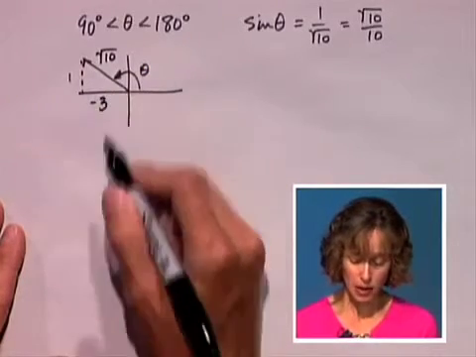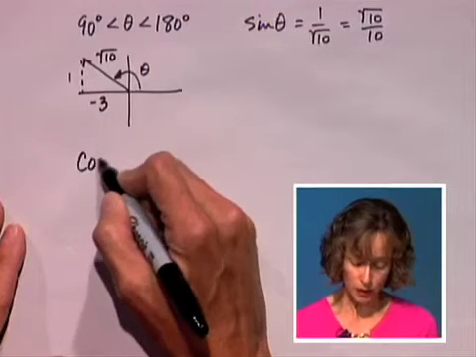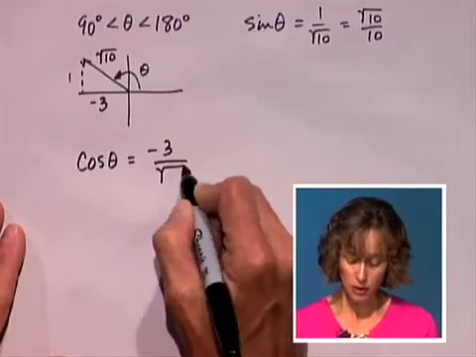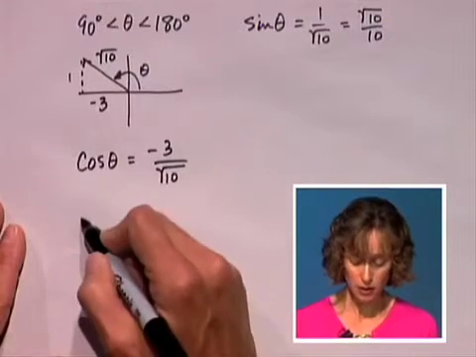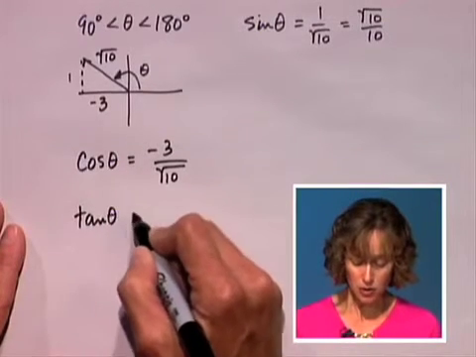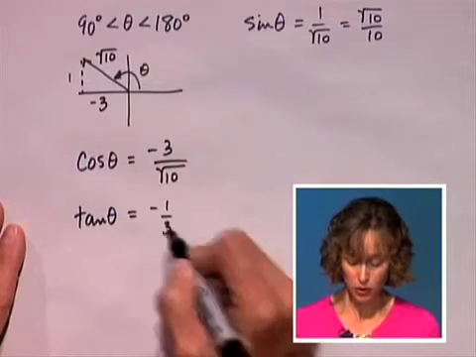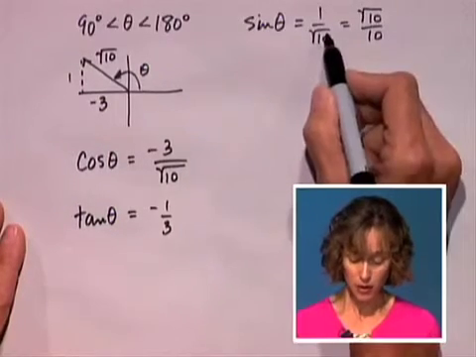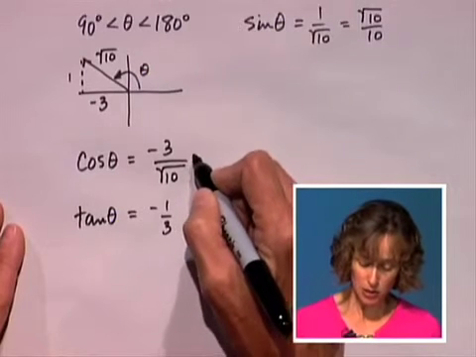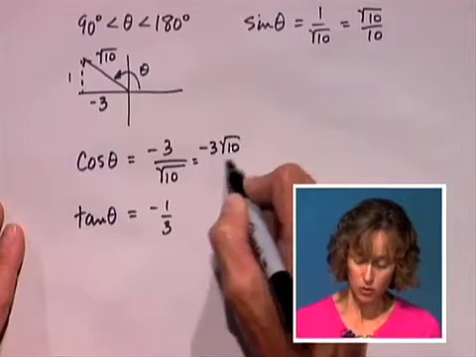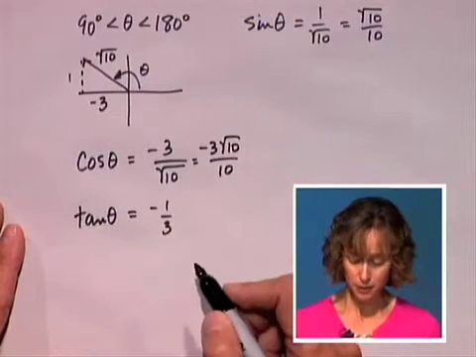Now based on that picture, I can see that the cosine of theta is -3 over the square root of 10. The tangent of theta is going to be 1 over -3, or -1/3. And I have the sine of theta here. I should actually rationalize the denominator for cosine, so I'll call this -3 square roots of 10 over 10.